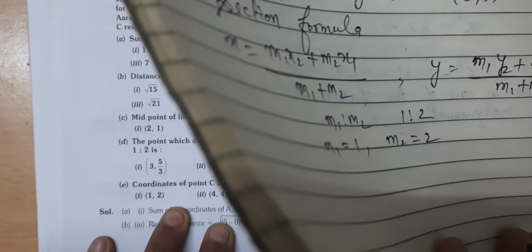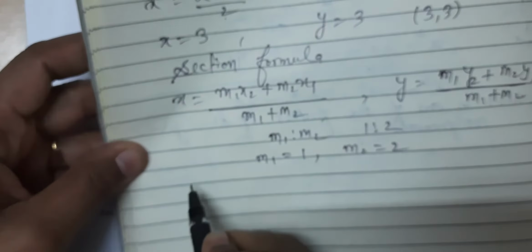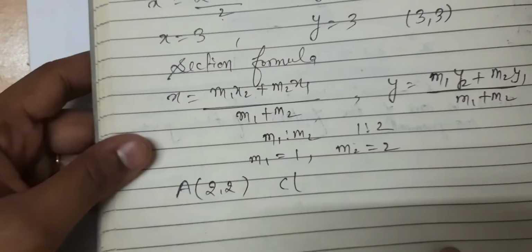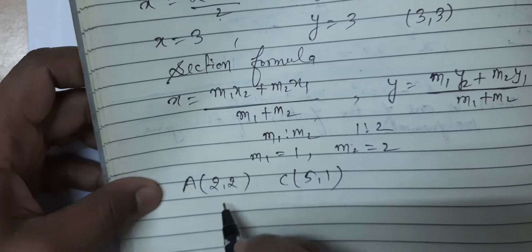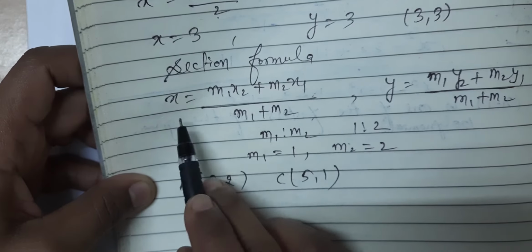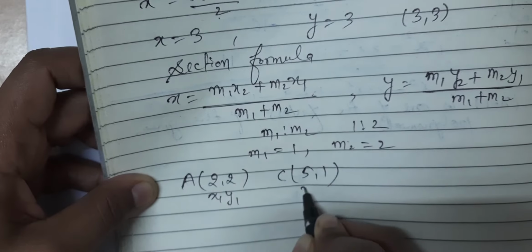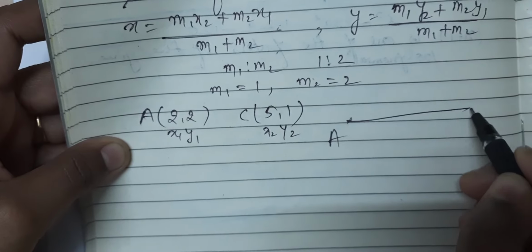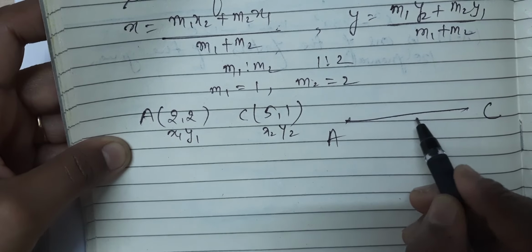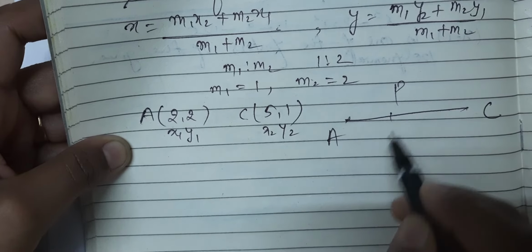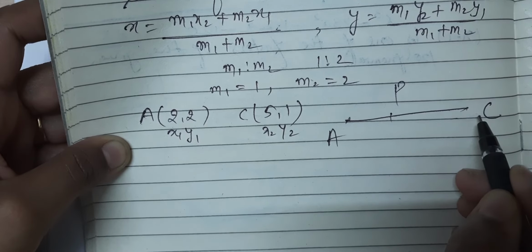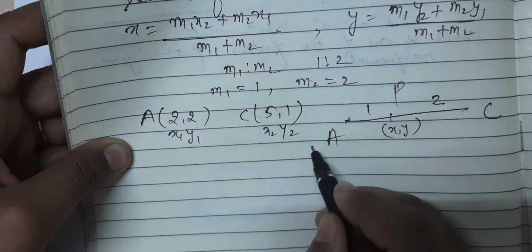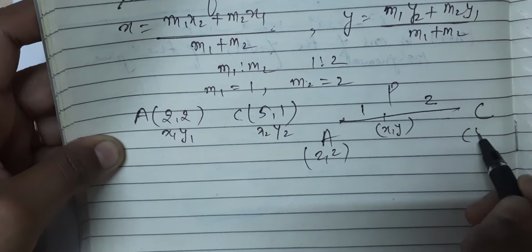Now the coordinates of points A and C: the coordinates of point A are 2, 2 and the coordinates of C are 5, 1. These are the values. We have to put the values in the formula and we'll find the values of x and y. So this is x1, y1, x2, y2. Here it's A and C, and there is a point, let it be P, which divides this line segment in the ratio 1:2. We have to find the coordinates of this point P, where the coordinates of A and C are given.